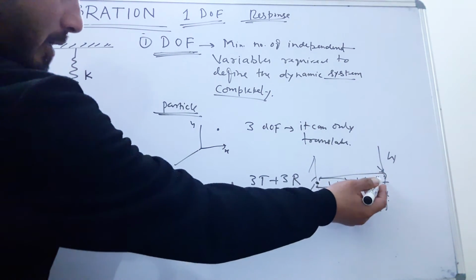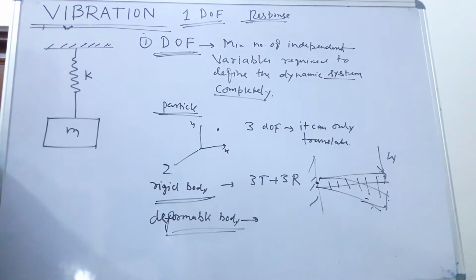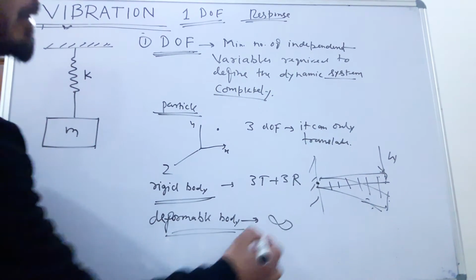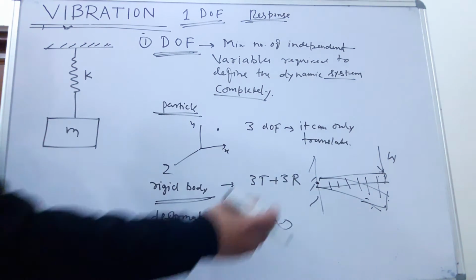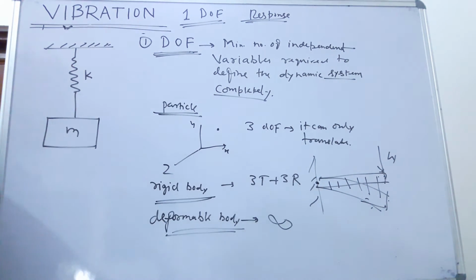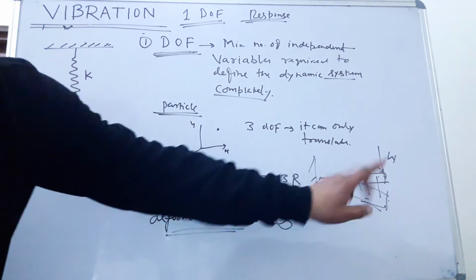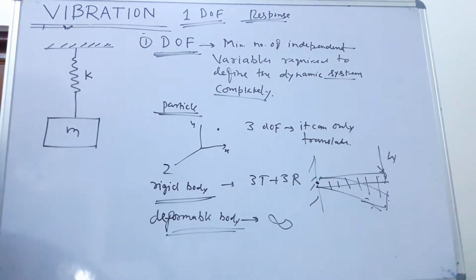And the number of points are infinite. So degree of freedom will be infinite. There will be infinite degree of freedom in this particular case. Means if there is a deformable body, the degree of freedom in the case of a deformable body will be infinite, because we require an infinite number of independent variables to define the system completely.